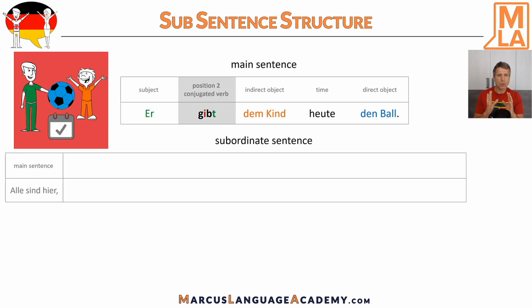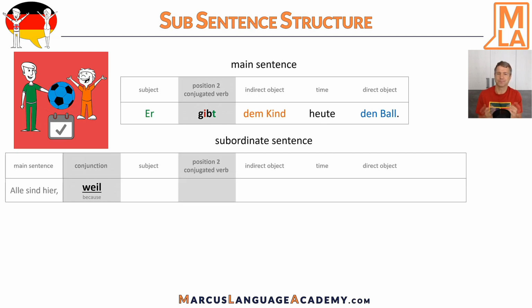Here is our little short main sentence: Alle sind hier. All are here. And main and sub-sentences are always separated by commas. After the comma is our conjunction, for example, weil. Because. So what happens to the structure of the main clause?